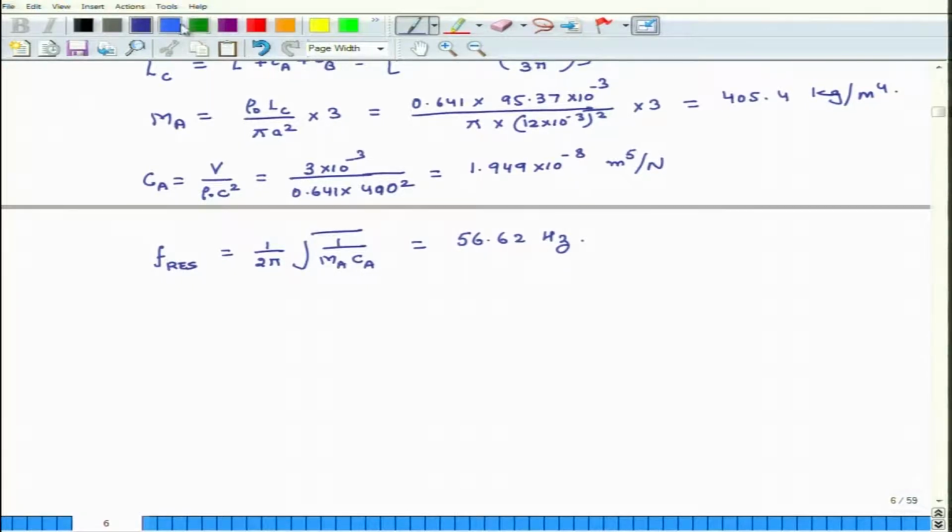Now, we start doing the calculations. So, now we will do transmission loss at resonance.